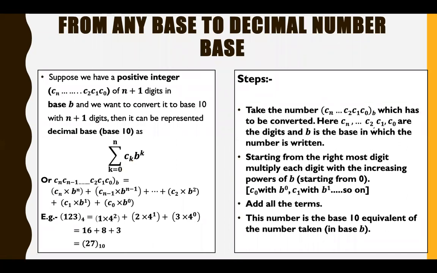For example, let us take this number. Let us say it has n plus 1 digits and is in base B. Now we want to convert it to base 10. Then it can be represented in base 10 in this way: summation from k equal to 0 to n of ck bk. That is c0 b0 plus c1 b1 plus dot dot dot plus cn bn. The formula we discussed in a few slides before. It's the same thing here.